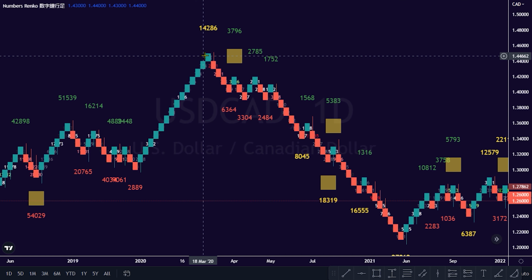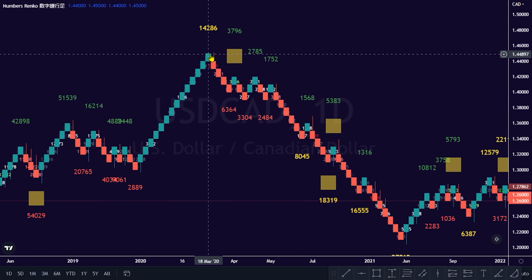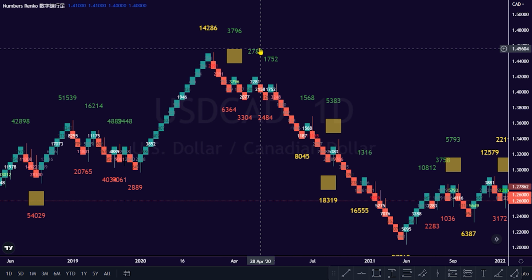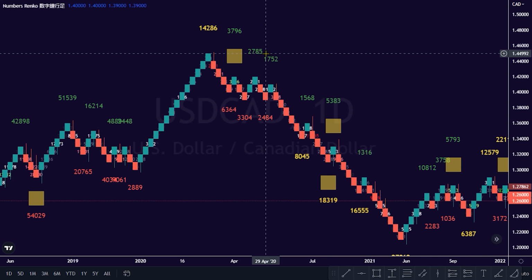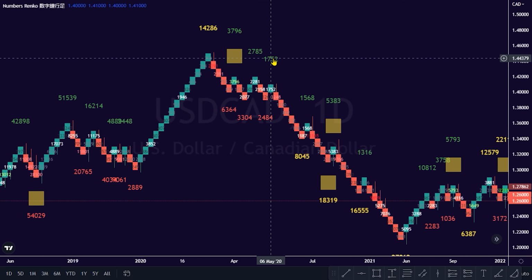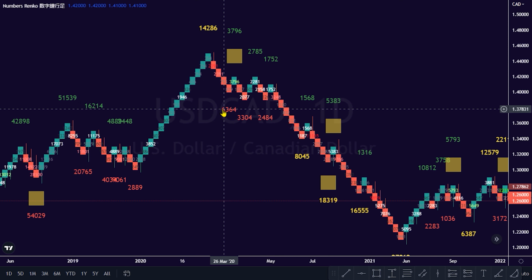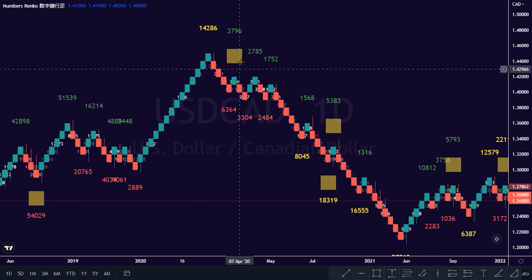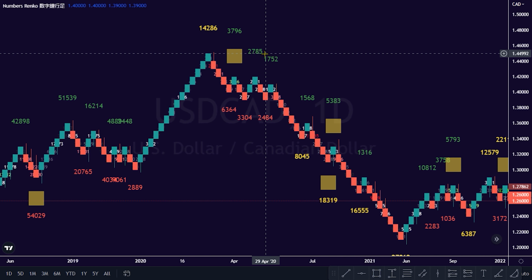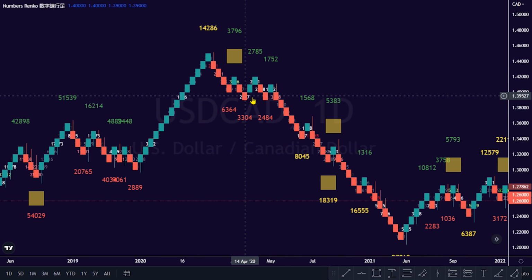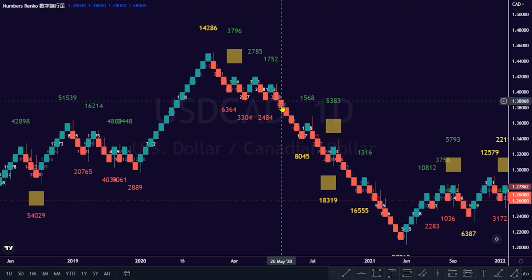As we can see at this higher high swing here, after the formation of a square box, the first green figure value was 2785, and the next green figure value turned out to be 1752. The lower red figure value turned out to be 6364. 6364 is higher than 2785 and 1752. This, therefore, signals the time to sell in this market.